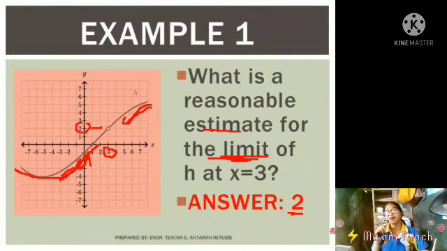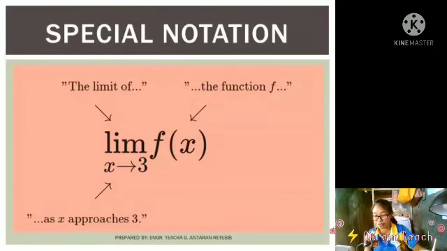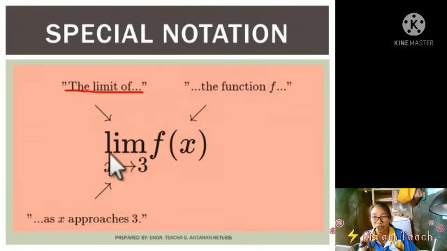Because of this, class, we have a special notation when we are talking about limits. The statement, the limit of the function blah blah blah as it approaches blah blah blah, is very long to write. So we will be using a special notation. The limit, the symbol lim, f of x, x arrow 3.